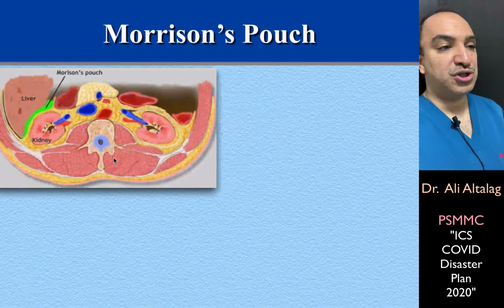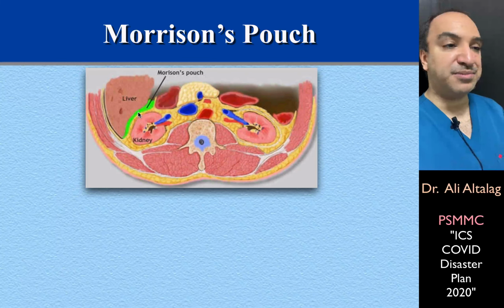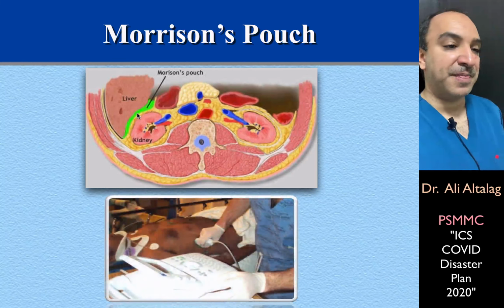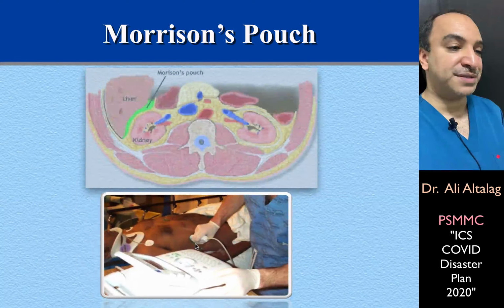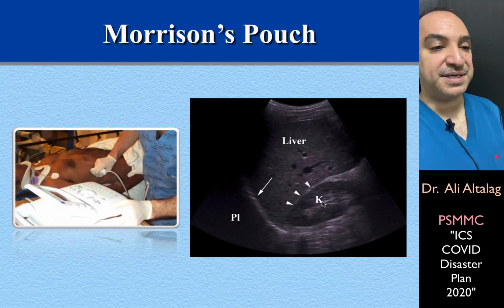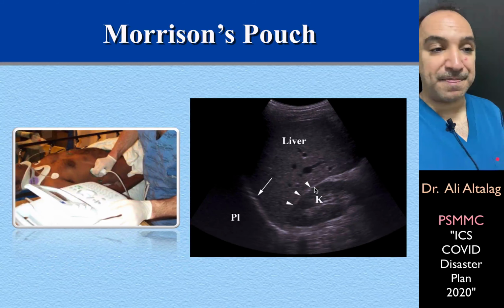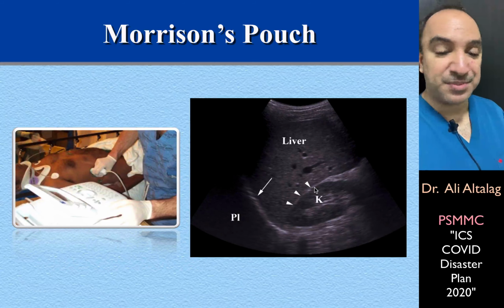So Morrison's pouch is located between the liver and the kidney. It is a potential space where fluid has predilection to accumulate there. This is how we do the examination, and this is how it looks like. So this is the diaphragm, this is the liver, this is the right kidney, and as you see, this is Morrison's pouch. There is nothing there. There is no black shadow in there, which means that the patient doesn't have fluid at this particular location.